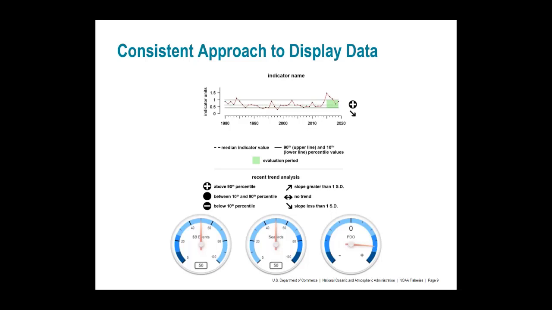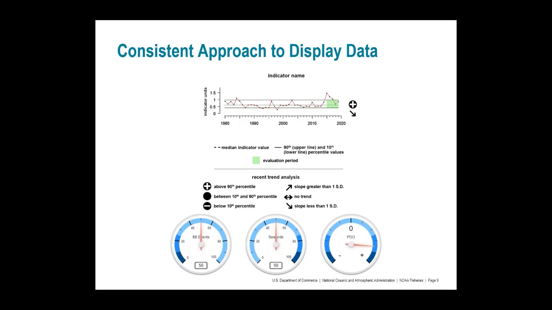And so these time series for each indicator provide key data points over time on the x-axis with indicator units on the y-axis. They're very clear, and they also provide percentile values and median indicator values so that you can easily track those things at a glance.